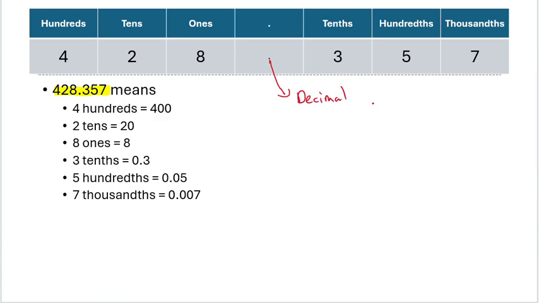This here is a decimal point. So you got 4 hundreds, 2 tens, 8 ones, 3 tenths, 5 hundredths, and 7 thousandths. And if you just combine them all together, this is the number that you make.